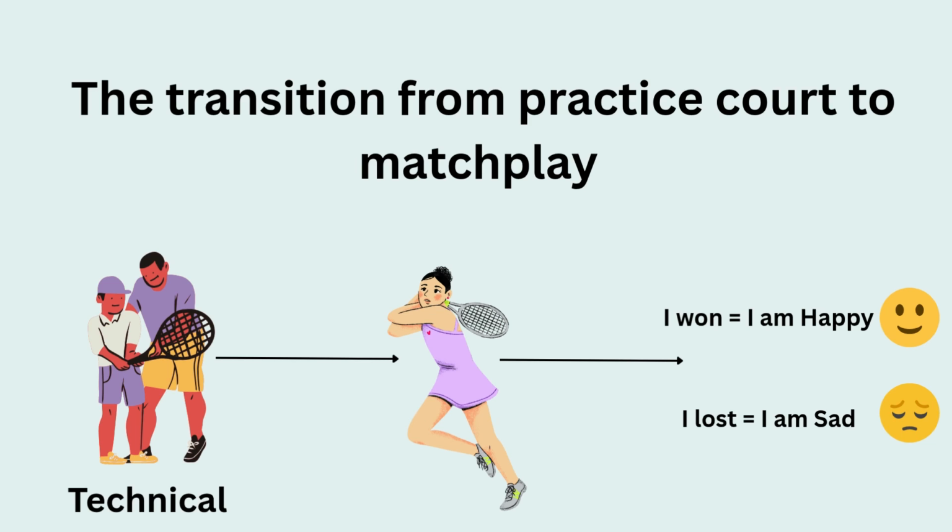Now we start to look at that transition from the practice court to match play. We learn a lot of technique when we're coaching in lessons. Then we transition that into playing matches and having a little bit more fun. And then the outcome of that is generally I won, I'm happy, or I lost and I'm sad. But what actually happened in that match? We could lose and play really well, and we can win and really not play that well. And the data will often reflect that.